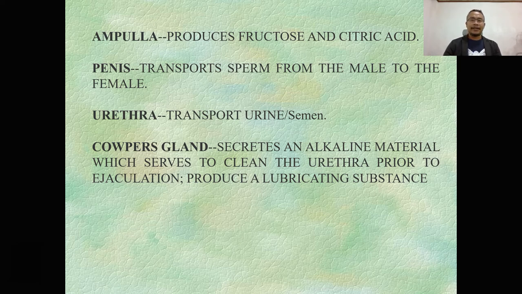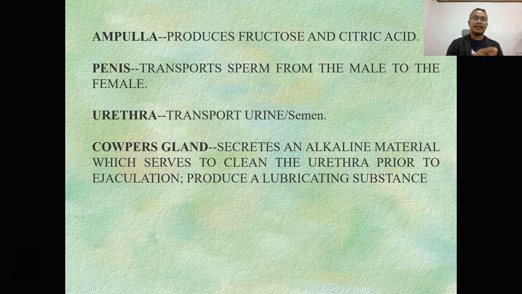so in order to clean the urethra, the penis must enter the female reproductive tract in a non-acidic condition, so that it will not affect the motility of the sperm cells. So it is the Cowper's gland that will secrete alkaline material which serves to clean the urethra prior to ejaculation. And then another thing is to produce a lubricating substance. Penetration will not be done properly if there is no lubrication.